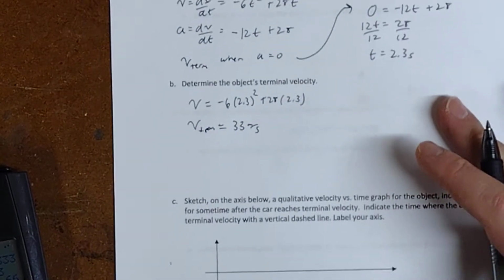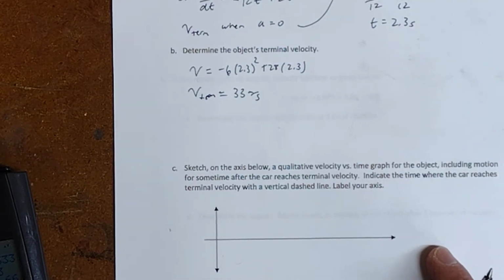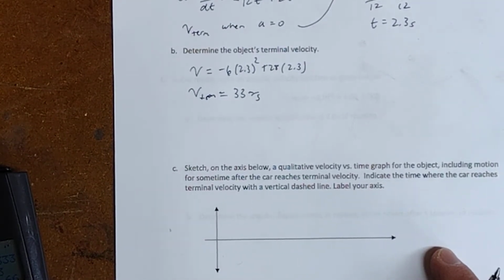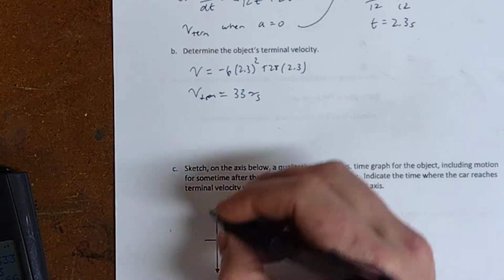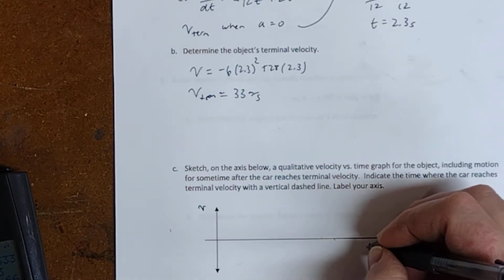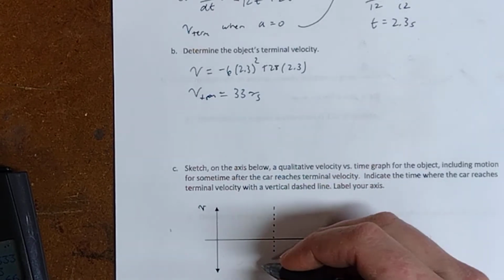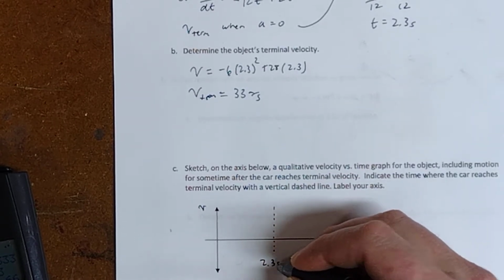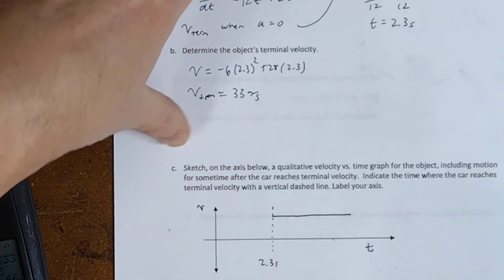Great. Now down here, sketch on the axis below a qualitative velocity versus time graph for the object, including motion for some time after the car reaches terminal velocity. Indicate the time where the car reaches terminal velocity with a vertical dashed line. So v and t, this would be at that 2.3 seconds. It says qualitative, so you don't really need that. And I know after that, it's going to be constant.